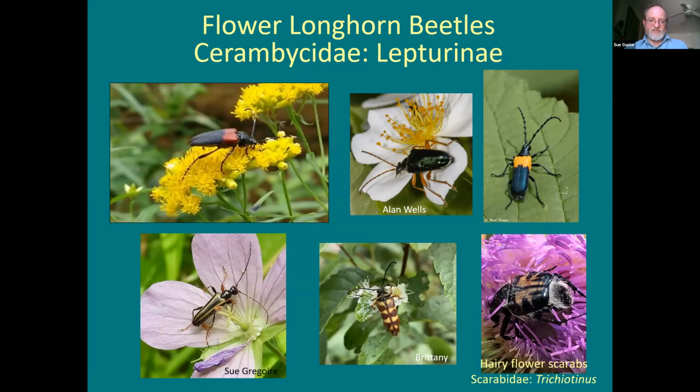And then these are some other examples of beetles in this subfamily. I've also stuck on here one of the other focal groups, this small genus called Trichiotinus, the hairy flower scarabs. These are scarab beetles, or dung beetles, that are pollinators. Again, these are all species groups that we knew very little about, but suspected that there could be conservation concerns given what's happening with some other native pollinators.